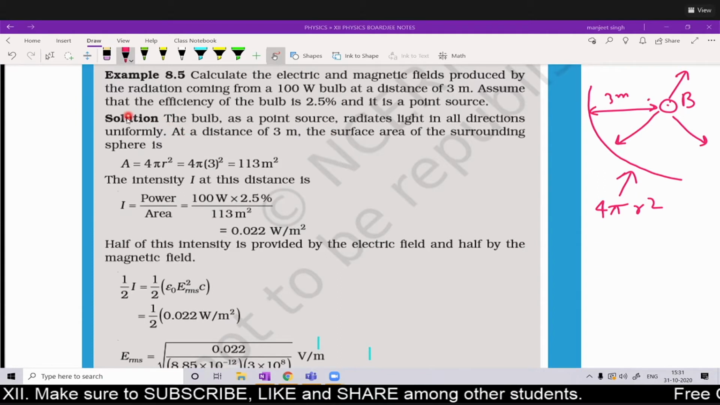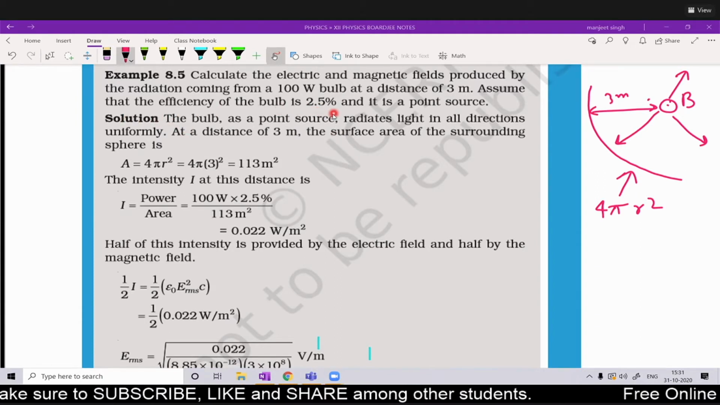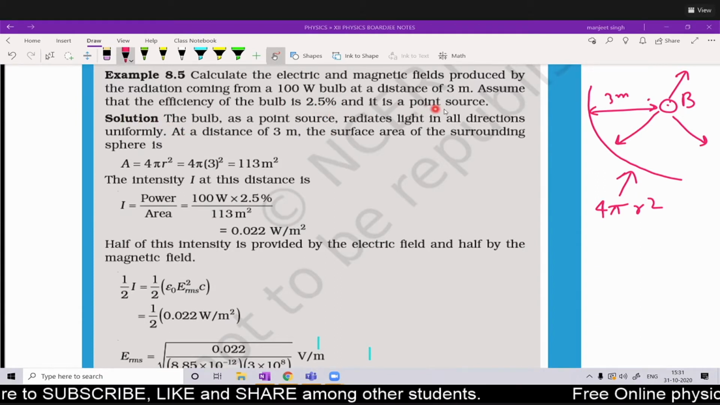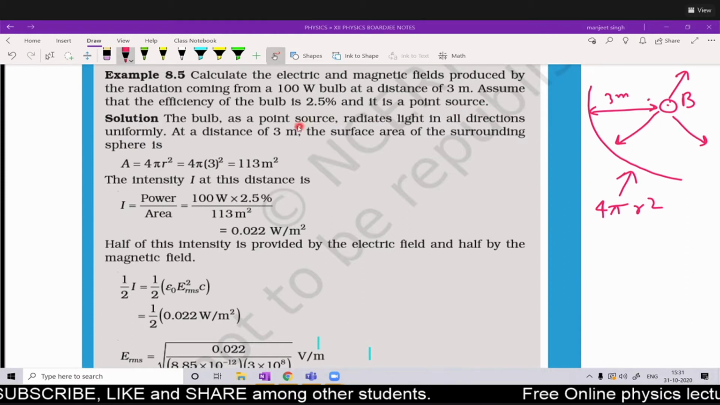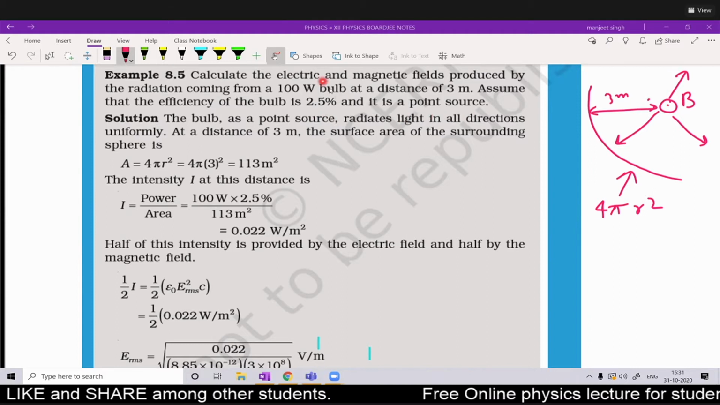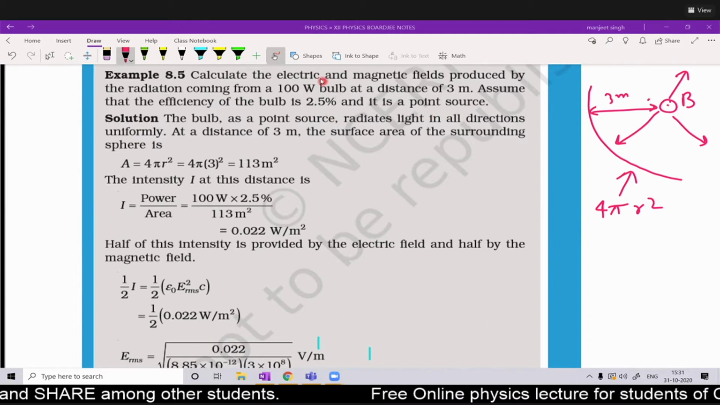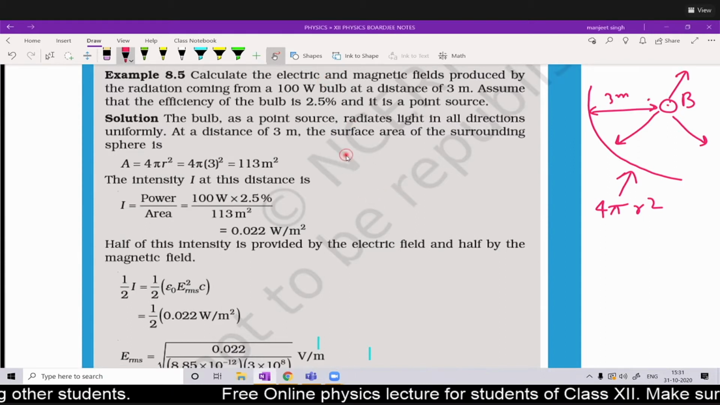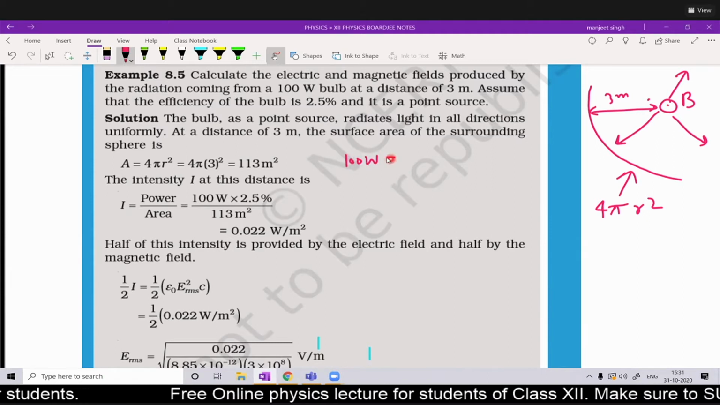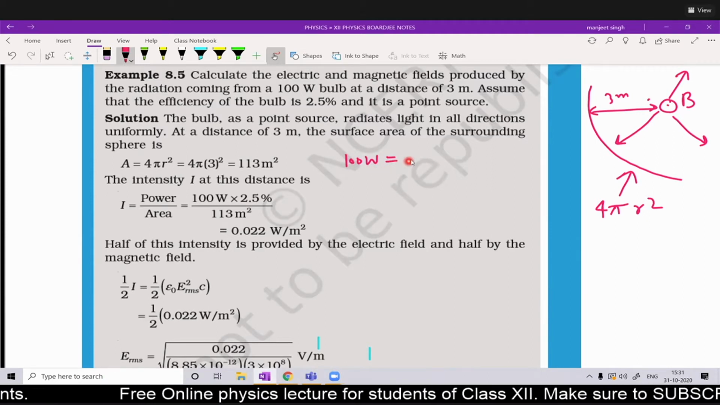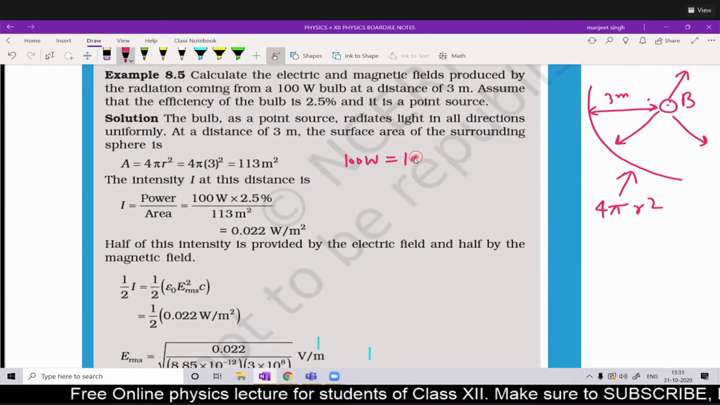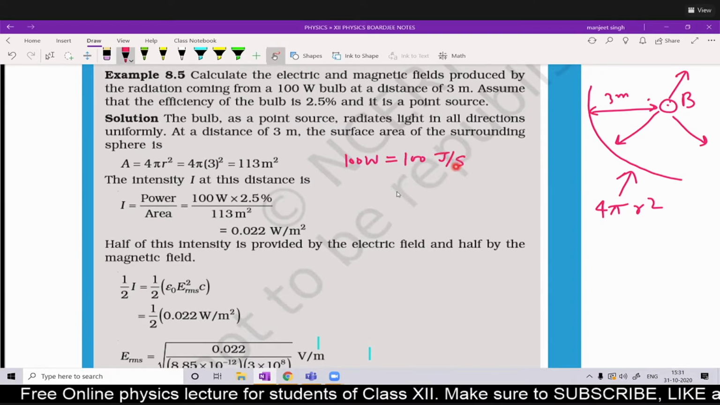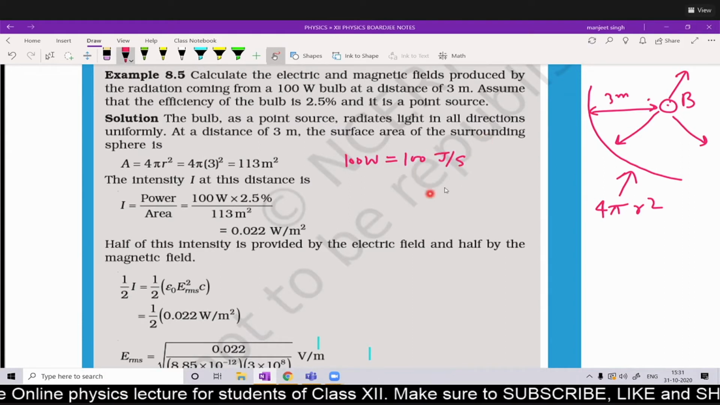Now assume that the efficiency of the bulb is 2.5% and it is a point source. The bulb has an efficiency of 2.5% and this is a point source of light. So first of all, what do we mean by 100 watt? 100 watt means 100 joule per second. The unit of power is watt. So that can be written as 100 joule per second. So that much energy per second is coming.